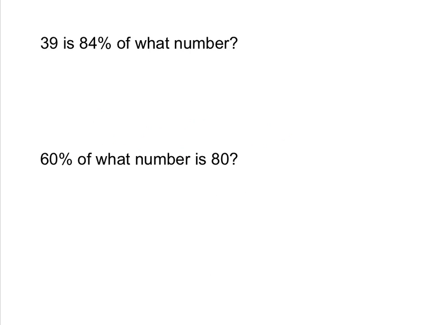Okay, I want you to try these two on your own, so I'll have Mrs. Meyer pause it while you try, and then she'll press play when everybody's ready. Alright, so here we go. So first we have 39, so I'm going to write 39. The word is means equals.